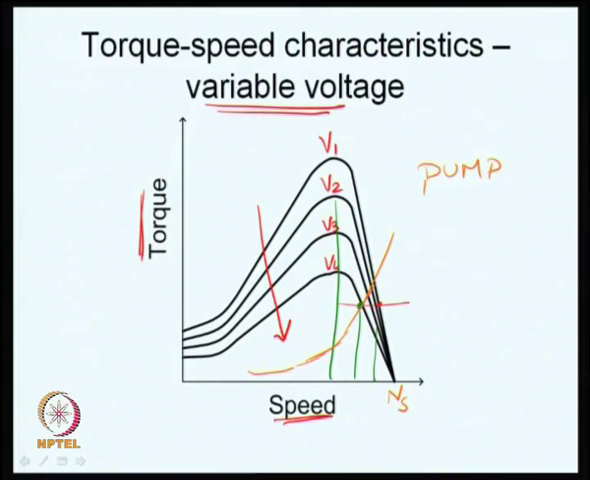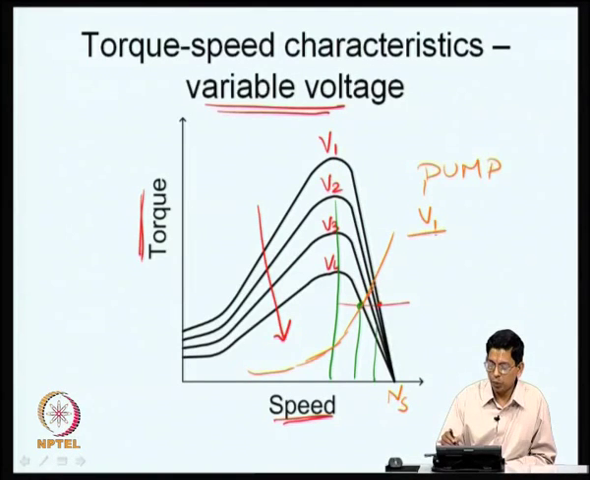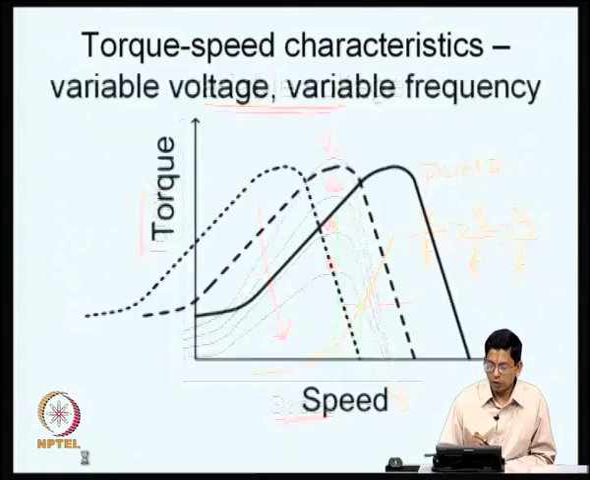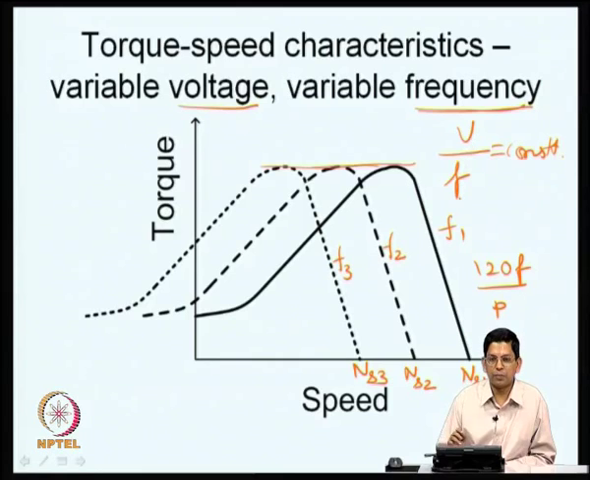Why? Because the frequency was held the same, but the voltage was reduced. You have V1 by f. Now, V1 by f is actually greater than V2 by f. Therefore, when you apply V2 which is lower than V1, the peak torque comes lower. This is again greater than V3 by f, and therefore, you see that the peak torque goes on changing with the V alone.